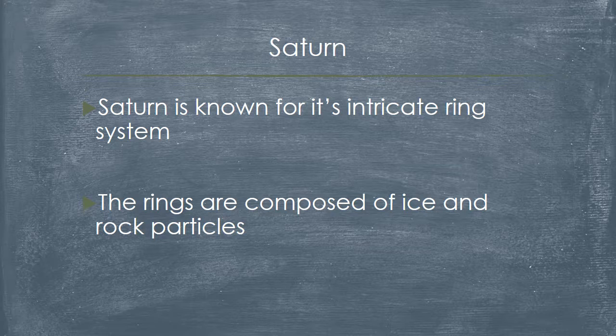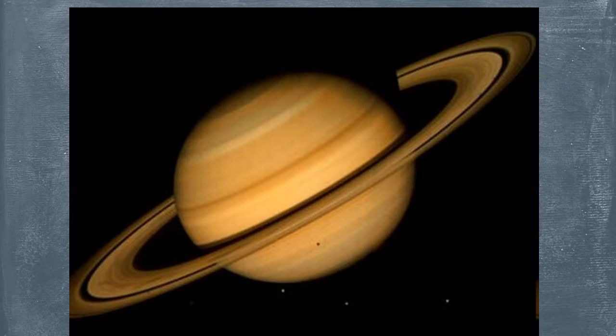Saturn is known for its intricate ring system. The rings are made up of ice and rock pieces. We've got Saturn's rings. And if you want to take an astronomy class later on or in college, it's really fantastic. You get to go into a lot of detail about what the rings are made up of, what's going on in each of the rings, why the rings are the way they are. You see some variation in the rings.